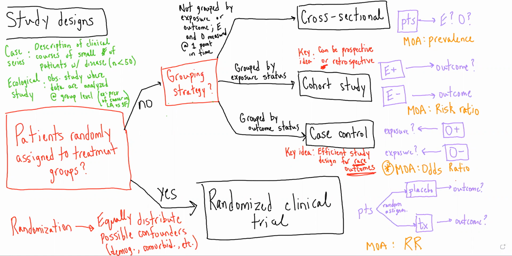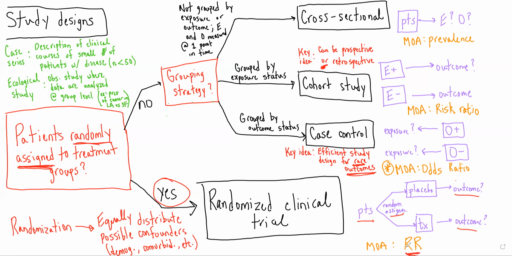So the first question you want to ask is, are patients being randomly assigned to treatment groups? So we know if patients are being assigned to treatment groups, then this isn't an observational study. And if it's being done randomly, which is often the case, then this would fall under the umbrella of a randomized clinical trial. So as we can see with this diagram in purple, you have a group of patients. They are randomly assigned to a placebo or to a treatment, and then the outcome is measured. And the measure of association in this group will be a risk ratio.